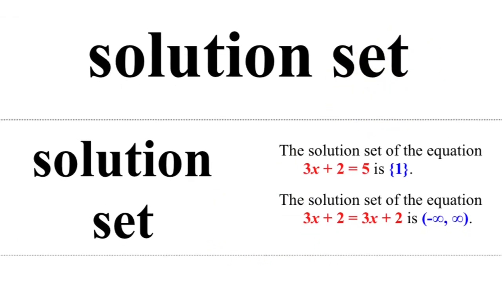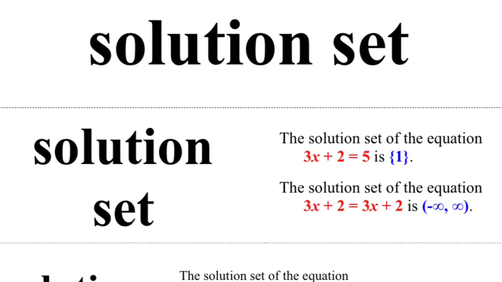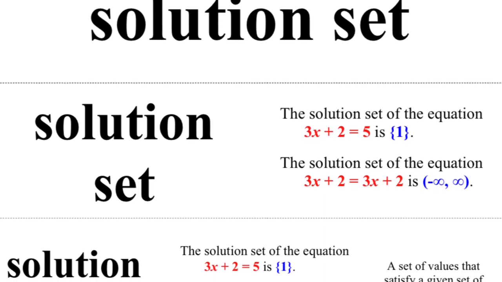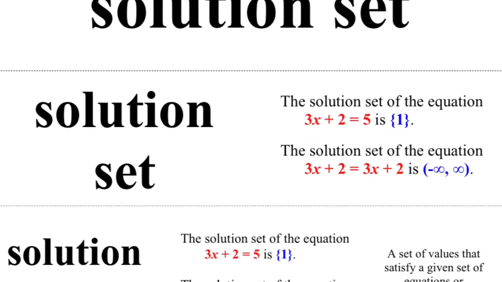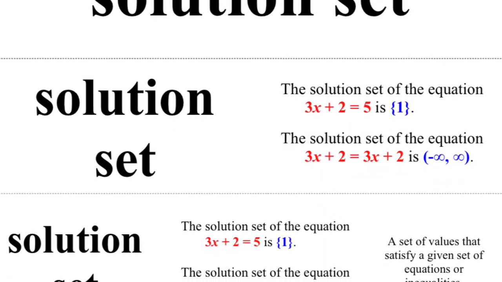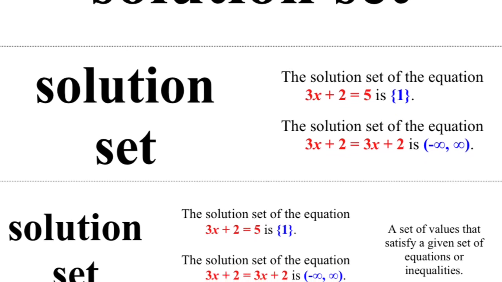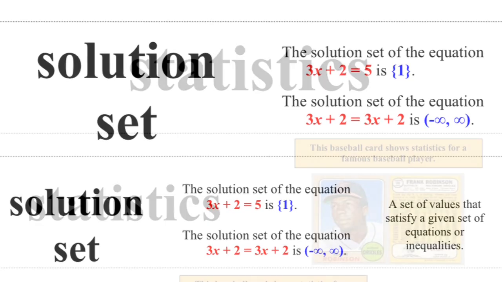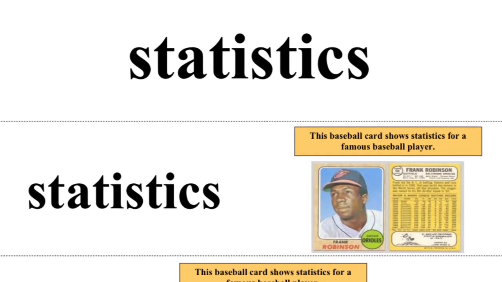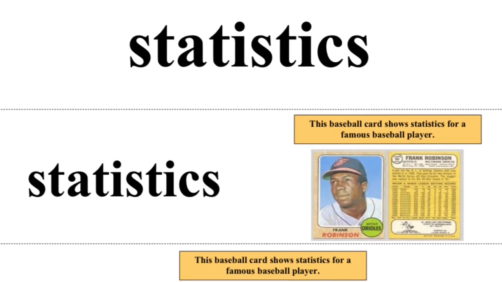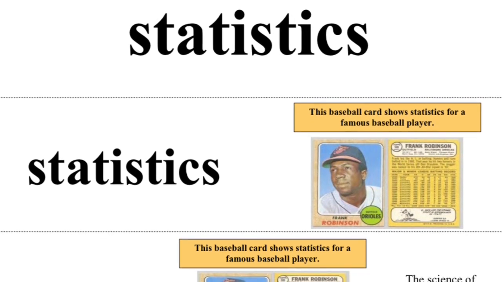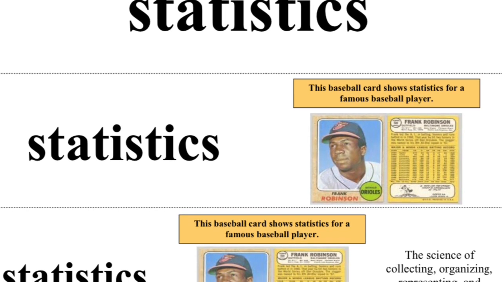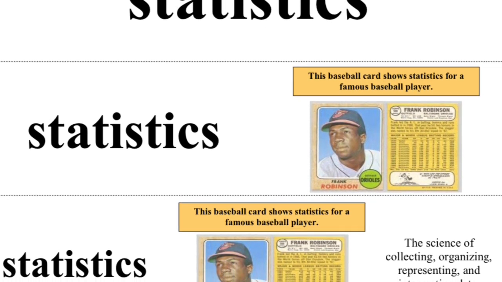The solution set is all the possible answers a problem can have. Statistics is the study of data, usually trying to predict or guess how much something is going to happen or a probability that something is going to occur.